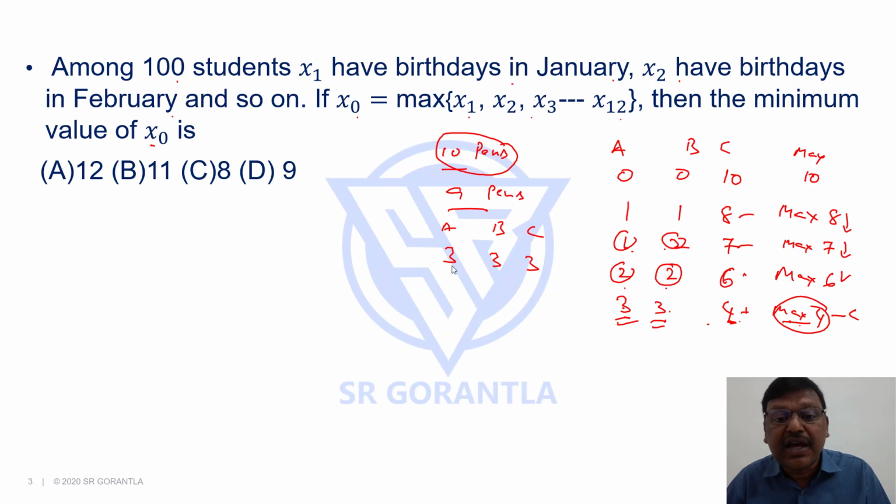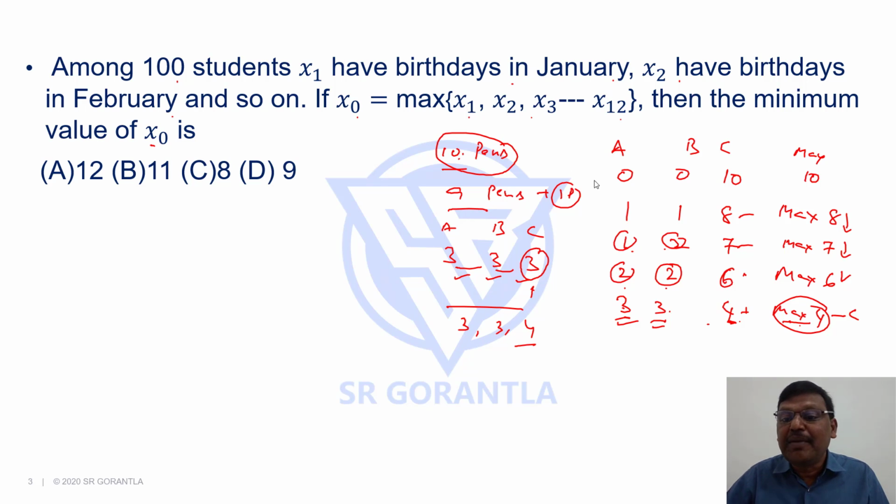So what is the maximum? As I said, I will give equally. So all three are getting 3 pens, and the maximum value is 3 here. So the maximum value can be minimum if all three are getting equal. But now that I have 10 pens, 1 pen extra, that one I am giving to one person. So that's why I have 3, 3, 4. The maximum value can be at its lowest if you distribute equally. If you can't distribute equally, then at least as close as possible.